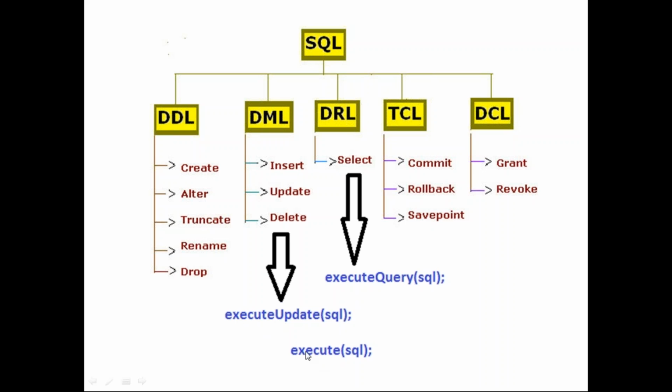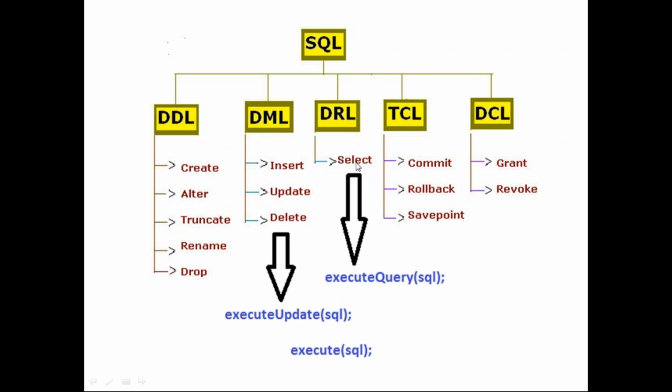One more method is there, execute, the third one, which is common for all SQL statements. Okay. But it returns Boolean values. If you execute a DML statement using the third method, execute, then it will return false. If you execute DRL, meaning a select statement, using this third method, then it will return true. So when we use the execute method, we can't be sure whether your data is modified in the database or not. That's why the third method is generally not used. So two methods are generally used: execute update and execute query.